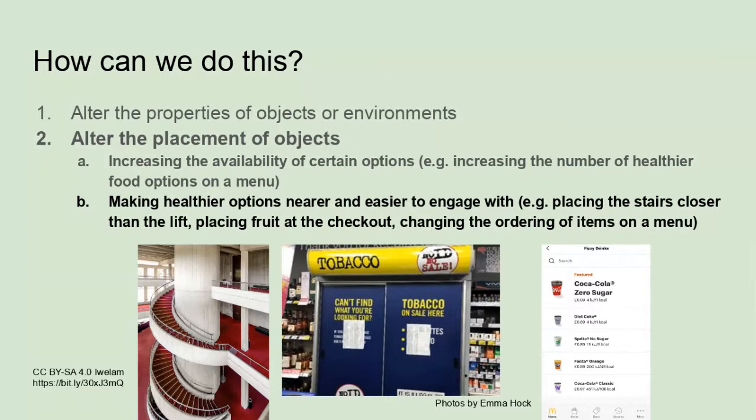And in fact, another way to do this is the way that items are ordered on a menu. There's a study conducted last year in McDonald's where they changed the items on the drinks menu so that Coke Zero, which was listed third, was moved to the top of the menu and listed first, as you can see in this small picture here.